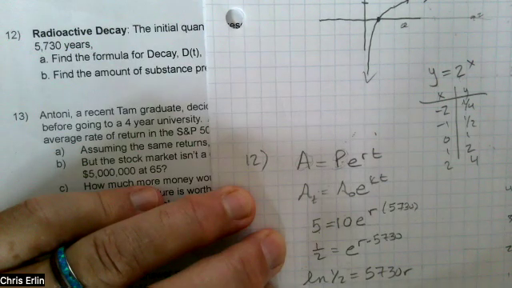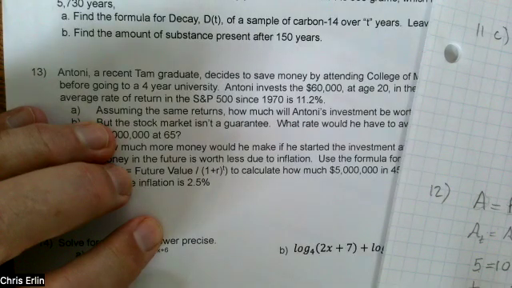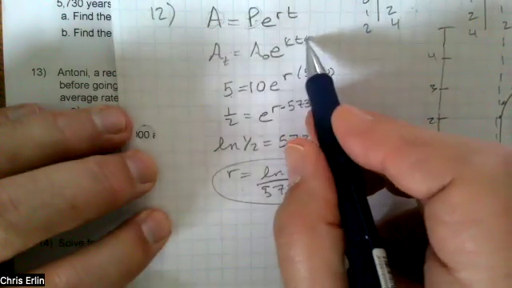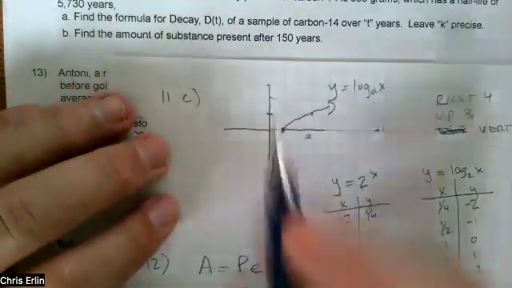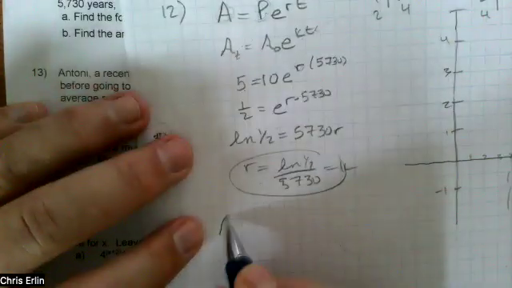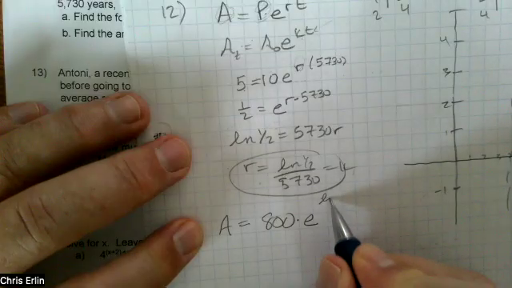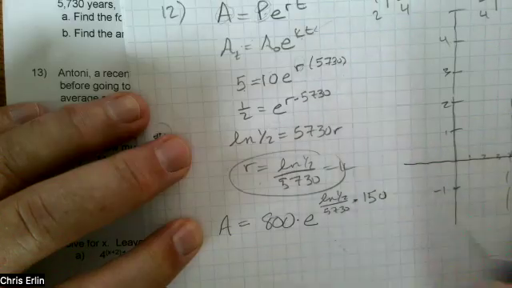So my rate of decay is ln of 1/2 divided by 5,730. And some people call that a k, or some people call that an r. My equation, I said leave the k precise. That's what I meant. And now I need to find the amount of the substance after a t value of 150 years. So now I'm coming back to this, and I'm using my new r, my new k, and I'm putting in a t of 150 years, starting with 800 grams. So now I'm looking for the amount at the end, starting with 800 grams, with this decay rate and a time of 150.